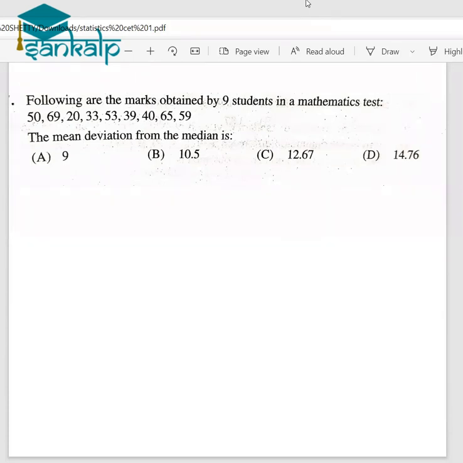To calculate the mean deviation from the median, again we are making use of the formula for mean deviation about mean. So mean deviation, MD, is equal to sigma mod of xi minus M upon n. Here the first step we need to calculate is median, and median can be calculated by arranging the scores.